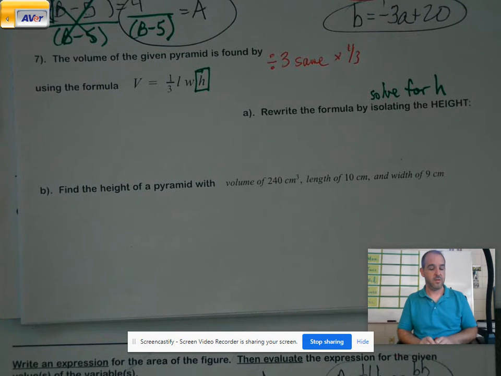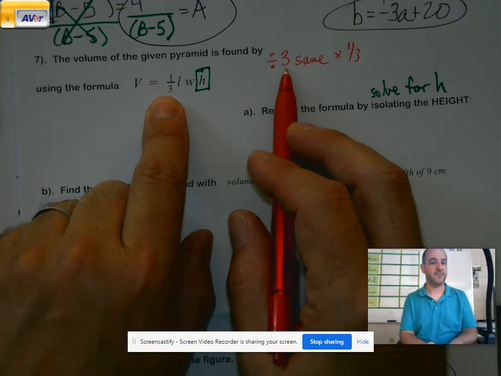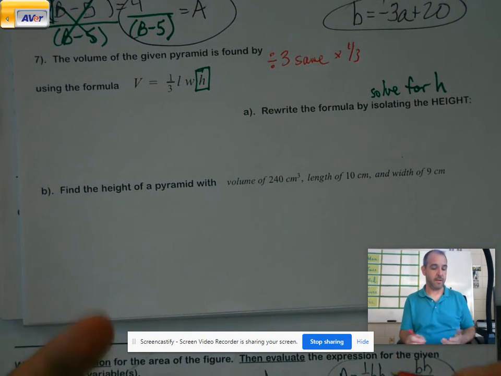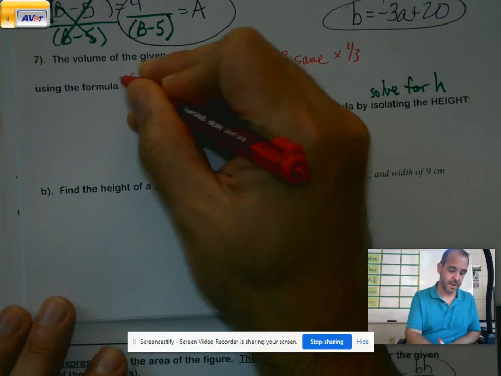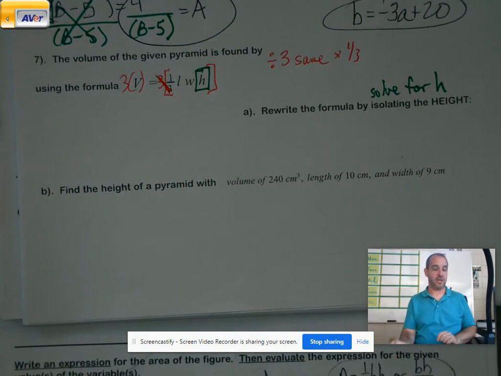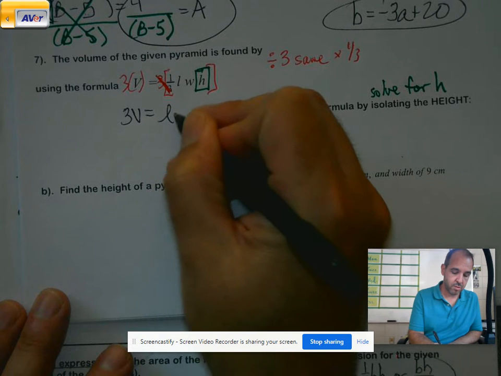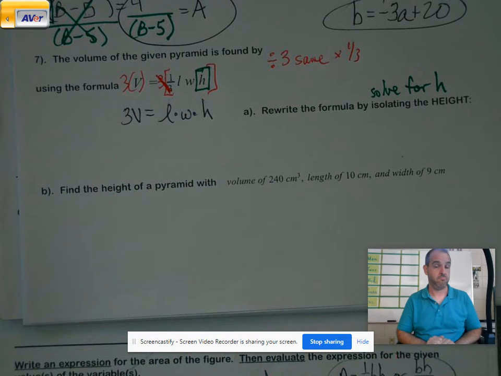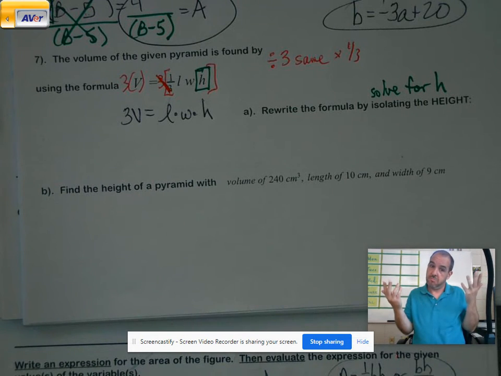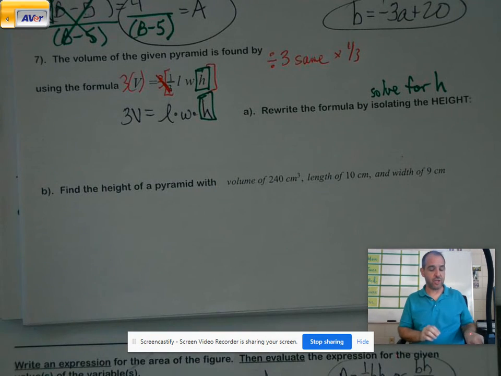Okay? So if I'm taking all these things right now and dividing by 3, what's the opposite of divide by 3? Multiply. So we're going to multiply both sides by 3 just to get rid of the fraction on the right side. Just to keep life simpler. Because I don't know about you, but that looks a lot easier to deal with for me than having that fraction there. Just saying.